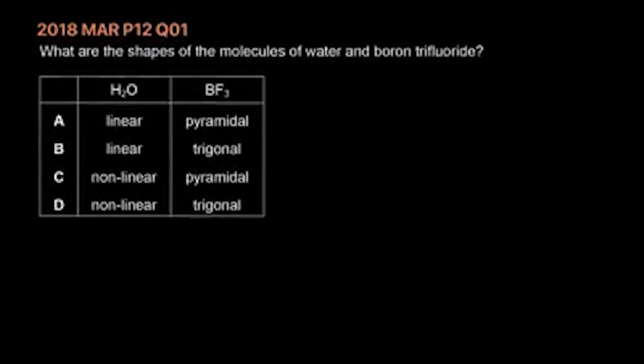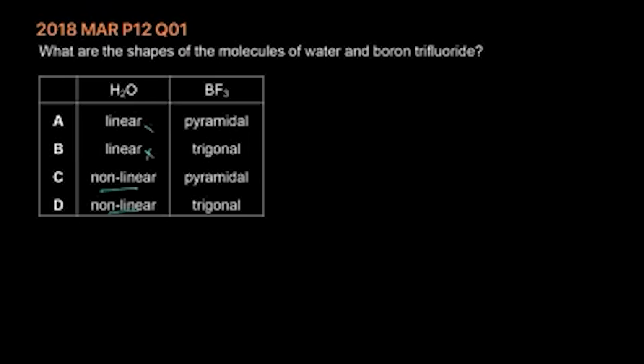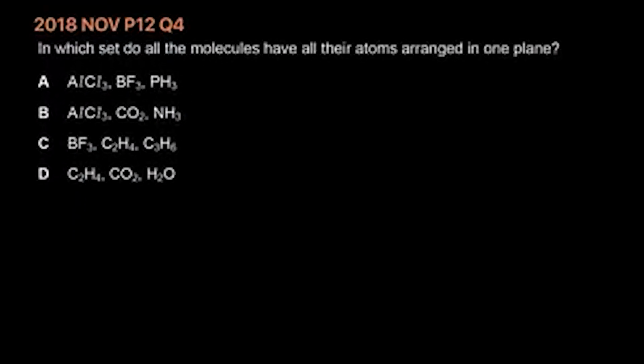Next part. So here, oh my God, this is probably the easiest question on the list that we're doing. What is water? Definitely not linear, so it's non-linear. And BF3 is trigonal planar, not pyramidal. Now understand that sometimes they write trigonal planar as just trigonal, and sometimes write trigonal pyramidal as just pyramidal. You've got to get the idea from this question. All right. So the answer is Delta, non-linear and trigonal pyramidal.